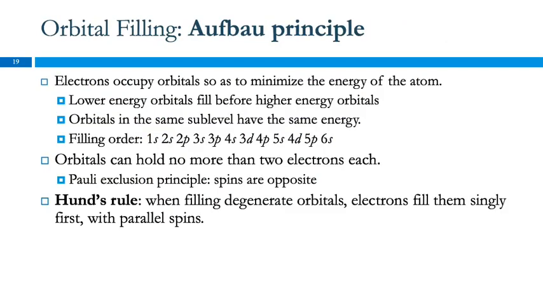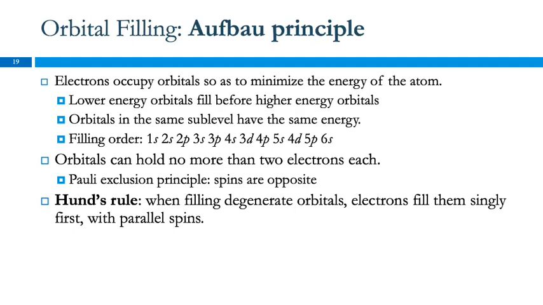The Aufbau principle describes orbital filling. The electrons are going to occupy orbitals to minimize their energy. So we have the lower energy orbitals filling before the higher ones. Orbitals in the same level have the same energy, so then they're going to half fill before they pair up. This is the filling order. But again, we don't need to memorize that because it's hiding on the periodic table.